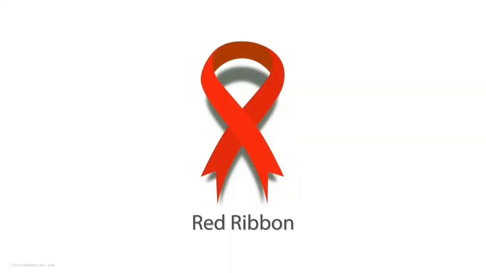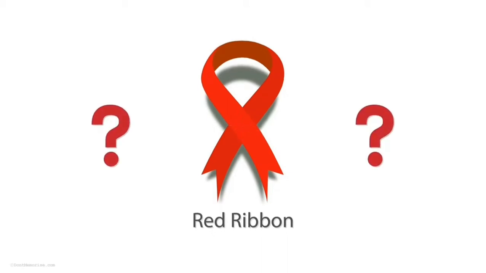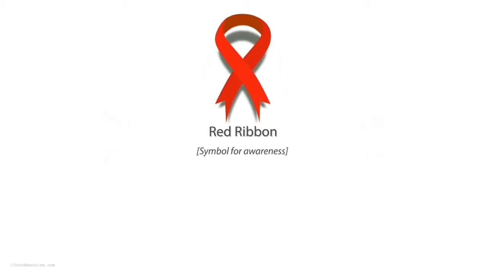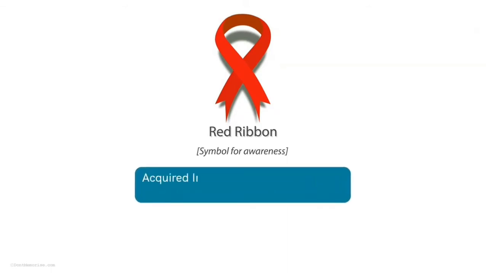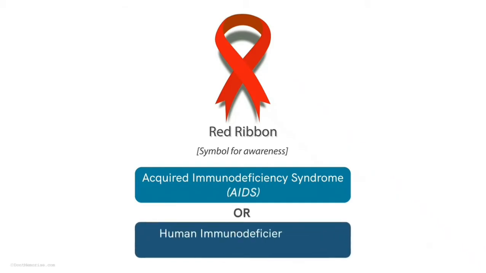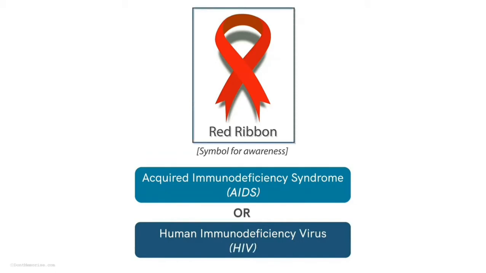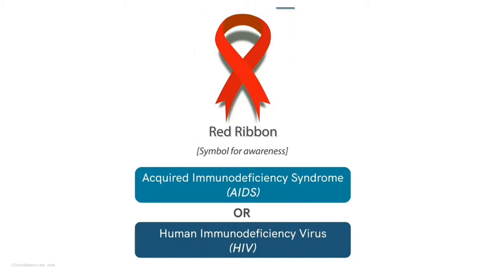Red ribbon is often seen by us at many places. But what does this signify? It's a symbol used to create awareness about acquired immunodeficiency syndrome, abbreviated as AIDS, or simply human immunodeficiency virus, abbreviated as HIV. The concept of red ribbon was adopted to create awareness for the disease as well as to morally uplift the people suffering from it.